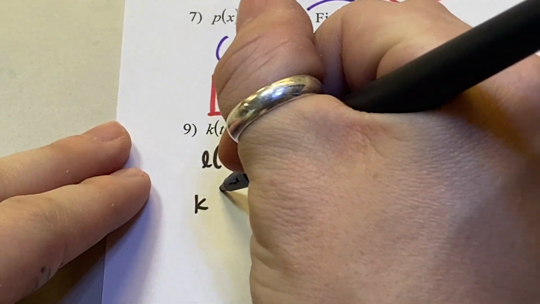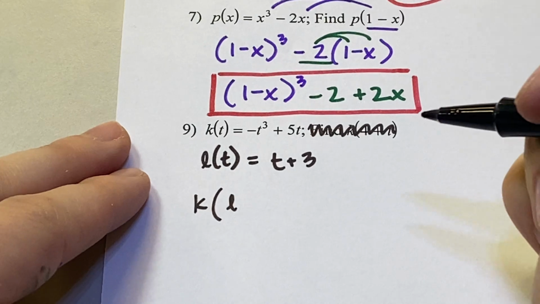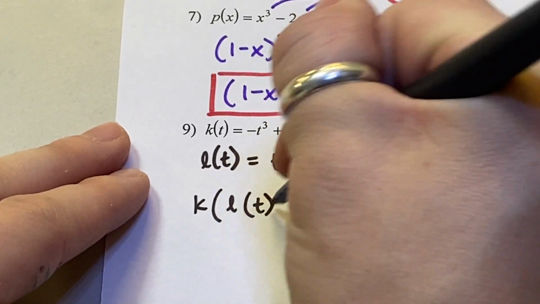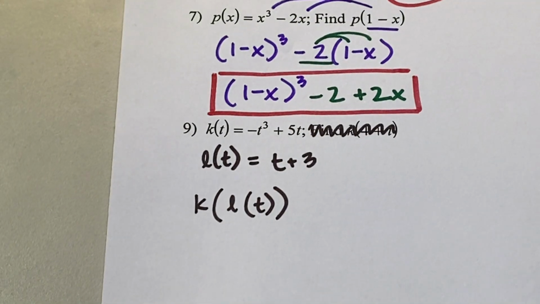K of L of t. Whoa. Okay, it's just a different notation, meaning it's just a different way of writing it, telling us take L of t, right? Take this function, you're plugging it into k of t. You see how it's inside k of t? Everybody see that? L of t is now inside k of t. Okay, well, that's all we're doing.